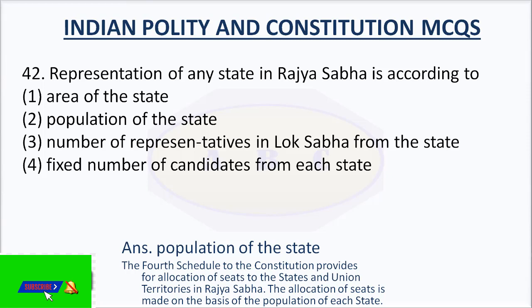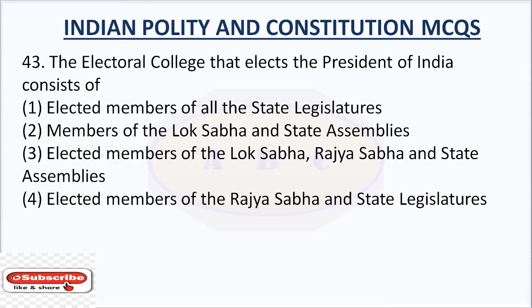The Fourth Schedule to the Constitution provides for allocation of seats to states and union territories in Rajya Sabha. The allocation of seats is made on the basis of the population of each state.